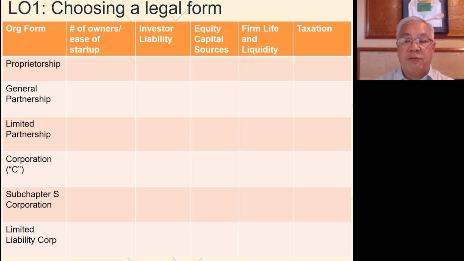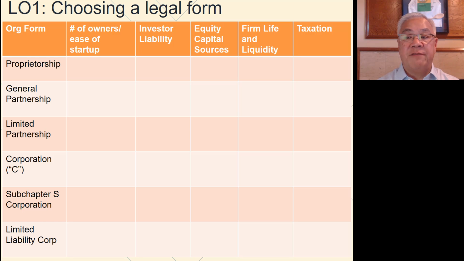All right, so we're going to go through this fairly complex grid, and I'll just set up the dimensions right now as we go through the rest fairly quickly. On the top, you'll see the considerations: the number of owners, how hard it is to start. Next is, what are the investor liabilities for the founders and employees? Next is equity capital. What are the sources that would be available if you were to use one of these forms of organization? And what is the requirement or implications on the life of the company, and also liquidity in terms of ability to get money out to the owners of the business? And finally, what are the tax ramifications for the choice of these forms?